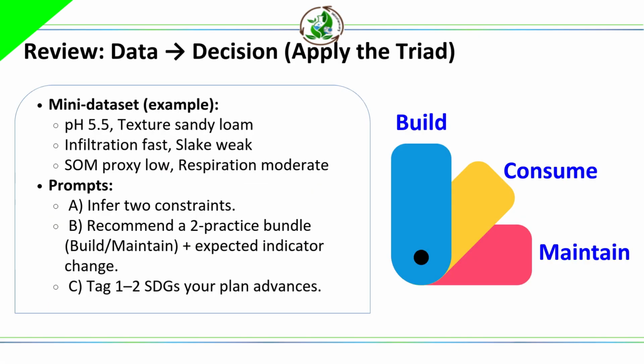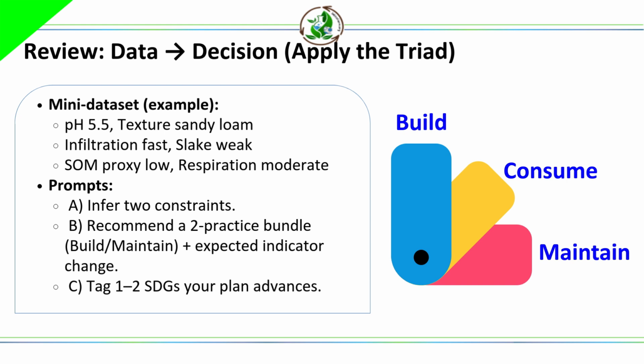Time for some data detective work. Look at this mini dataset: pH 5.5, sandy loam texture, fast infiltration, weak slake, low organic matter, and moderate respiration. First, what do you see as the constraints? Let's take a pause. That's right: acidic pH, sandy soil, weak structure, and low organic matter.